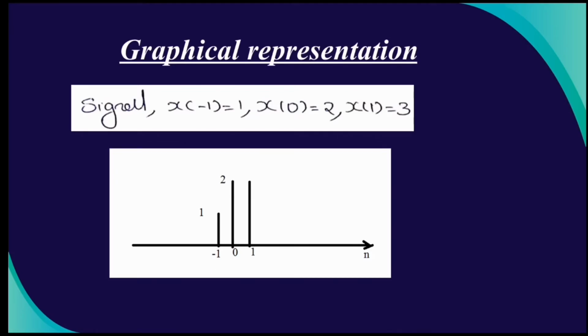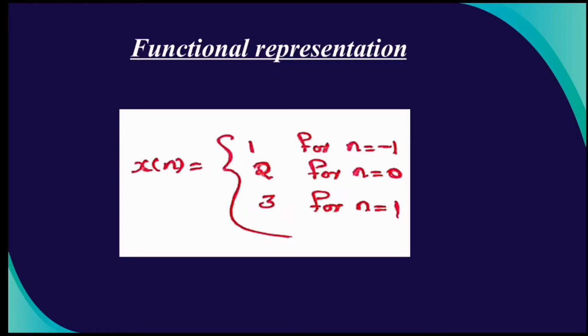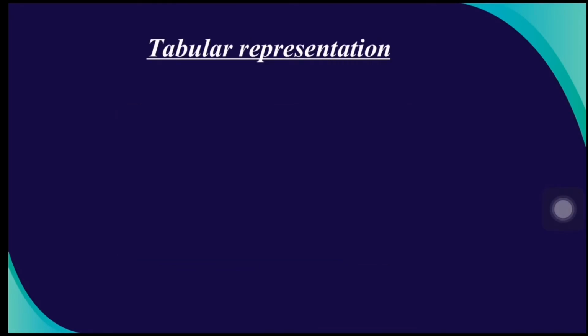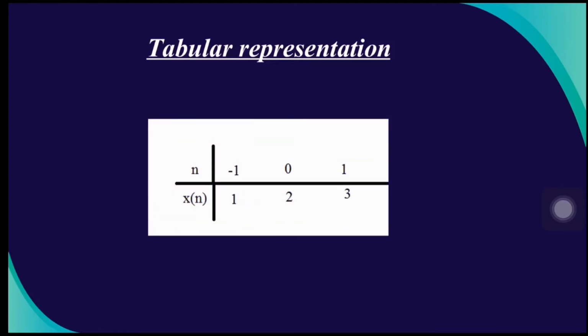Let me now take you to the next representation, functional representation, where the discrete time signal is represented as a function. Here, x of n is written as 1 for n equal to minus 1, 2 for n equal to 0, and 3 for n equal to 1. Next, we have tabular representation, where the discrete time signal x of n is written in a table. You can see the independent variable n is written along the first row of the table, and the corresponding signal amplitude is written along the second row. From the table, it is clear that at n equal to minus 1, x of n is 1, at n equal to 0, x of n is 2, and at n equal to 1, x of n is 3.